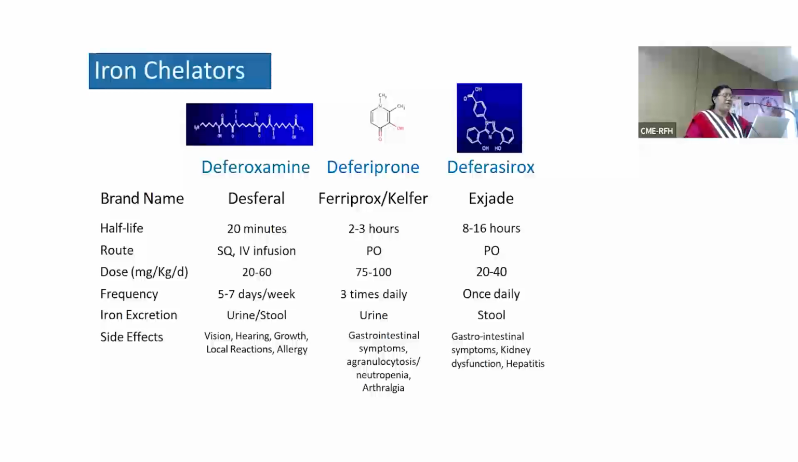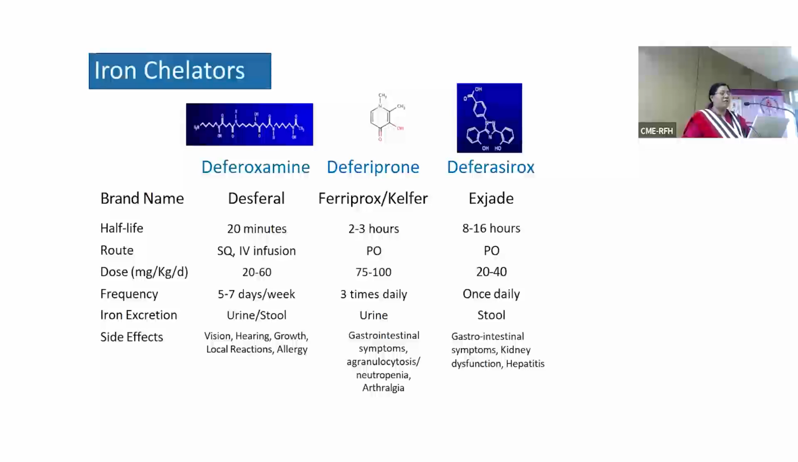The main side effect of Desferal is that it affects the growth plate if it is given for a chronic period in the prepubertal age. It may cause vision problems, and it may cause hearing problems. Therefore, vision and hearing have to be tested before starting Desferal, and any adverse reactions have to be looked after. Basic LFT and RFT have to be monitored with all three chelators. Mainly with deferiprone, we all know that it causes GI symptoms, agranulocytosis, neutropenia, and arthralgia. And once arthralgia develops, it is permanently contraindicated.